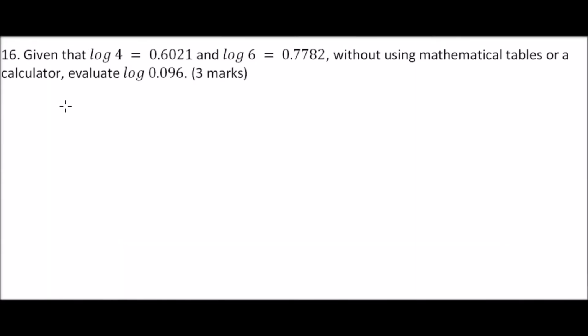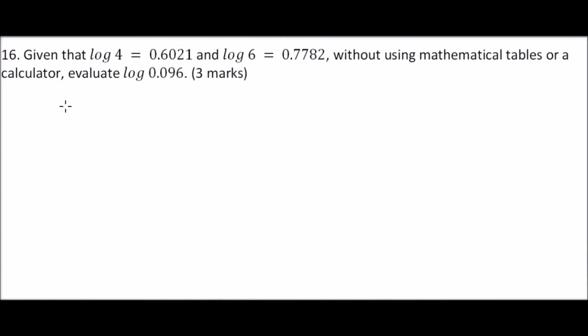In this question, we are told that given log 4 is equal to 0.6021 and log 6 is equal to 0.7782, without using mathematical tables or calculator, evaluate the logarithm of 0.096, and you get 3 marks. So this question, we can do it in 2 ways.